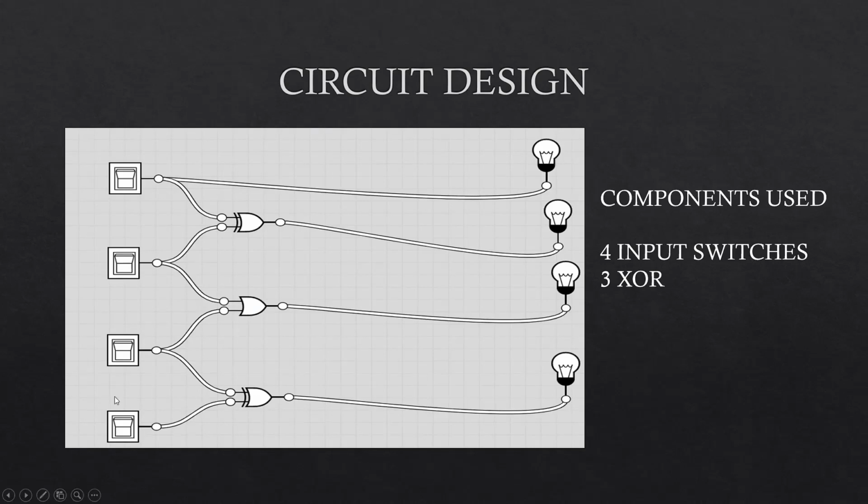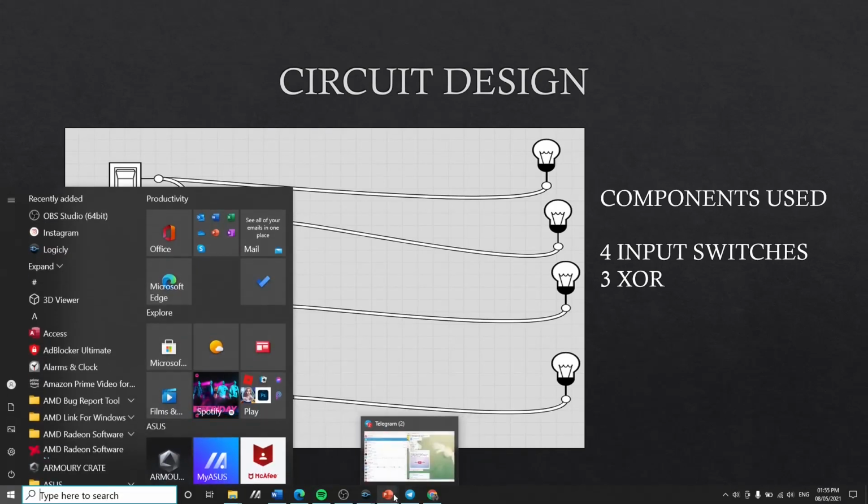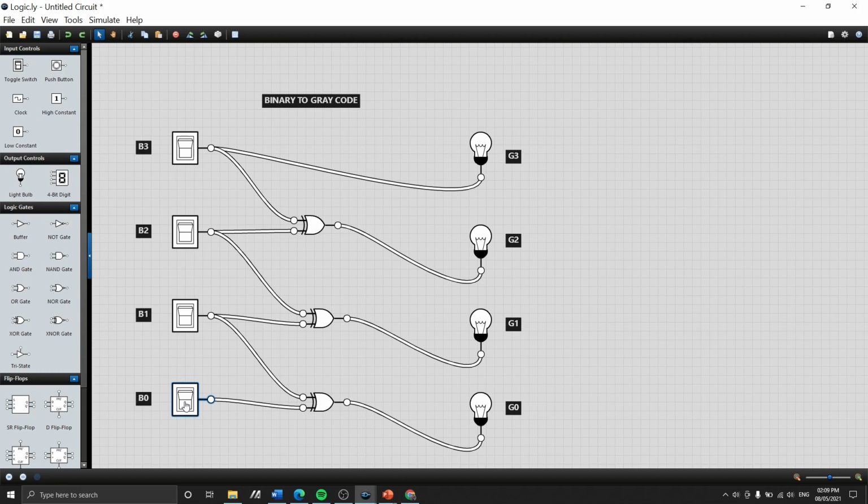Now I'll be showing you the simulation of this gray code conversion. Simulation of binary to gray code. When all the inputs are 0, then all the outputs are 0. When all the inputs are 0 except B0, then the outputs are all 0 except G0.